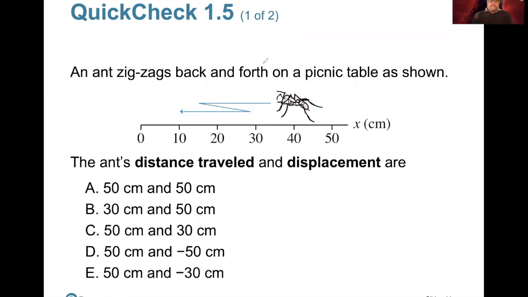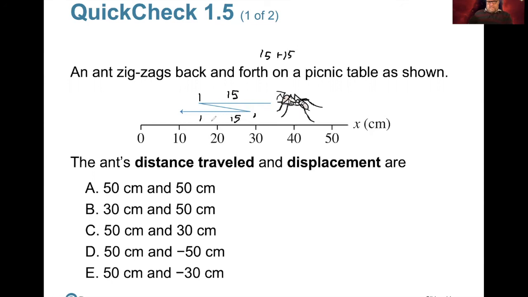Let's look at another example. An ant zigzags back and forth on a picnic table is shown. So he starts out at what looks like 40. He goes over to 15, back to 30, and then back over there to 10. All right, so the first part of his journey, it looks like he ends right about there. That is going to be what looks like 15. The second part of his journey, he goes from 15 back over to 30. So that's another 15. So altogether, we've got 15 plus 15.